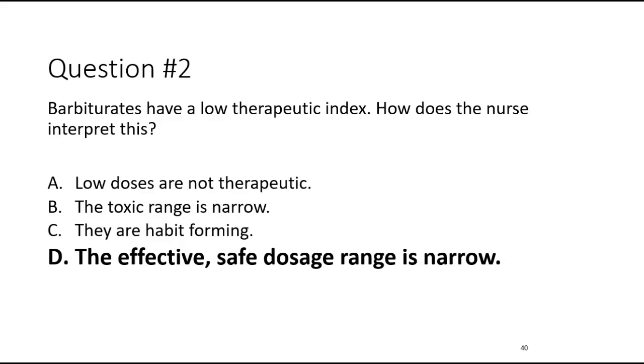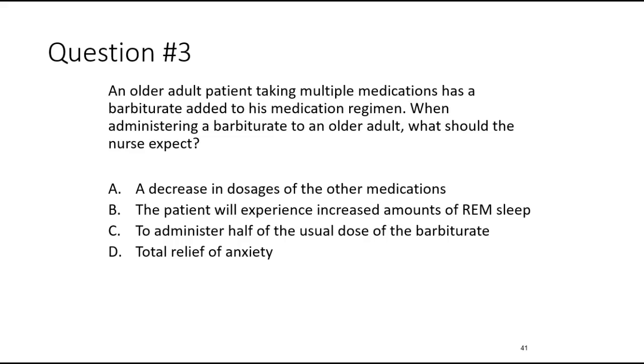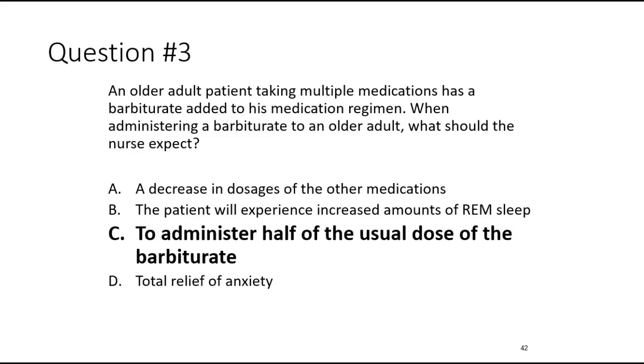Oops. I already gave the answer for number 2. That was in your thing there, but barbiturates have a low therapeutic index. How does the nurse interpret this? That is, the effective safe dose range is narrow. All right, number 3, an older adult patient taking multiple medications has a barbiturate added to his medication regimen. When administering a barbiturate to an older adult, what should the nurse expect? And that answer, guys, is to administer half the usual dose.